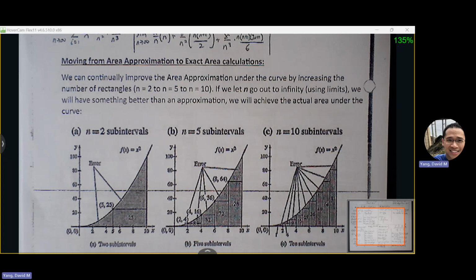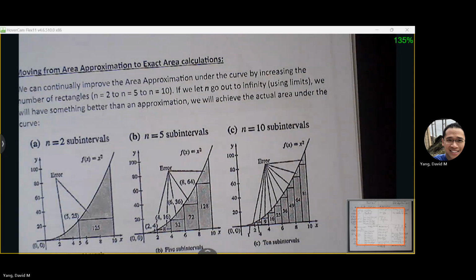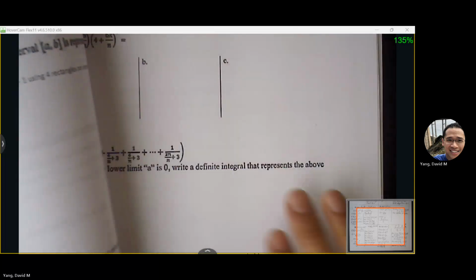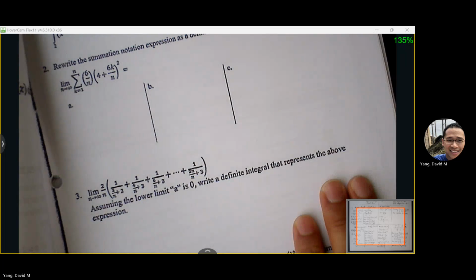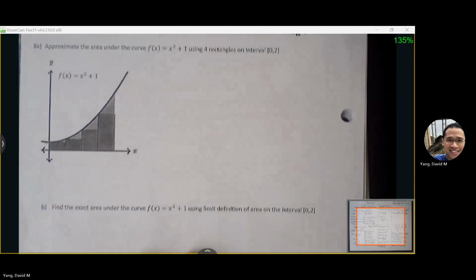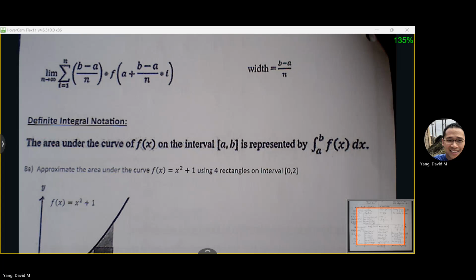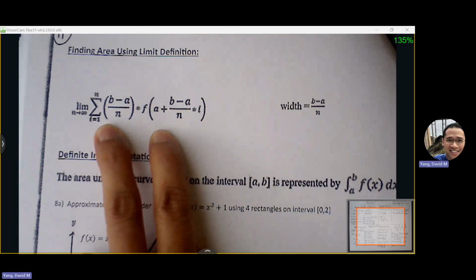Okay, so now we're ready to introduce the limit definition, where we're going to push out the number of rectangles to infinity. This is the definition for area.